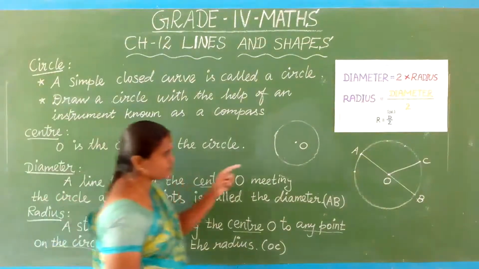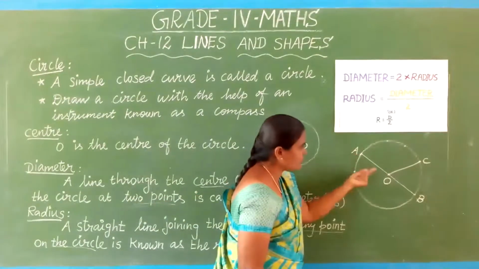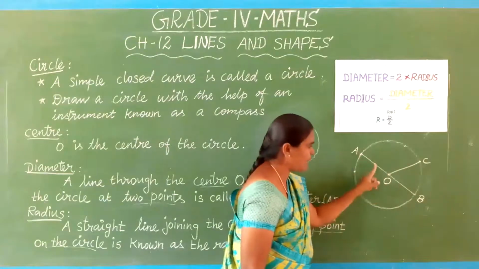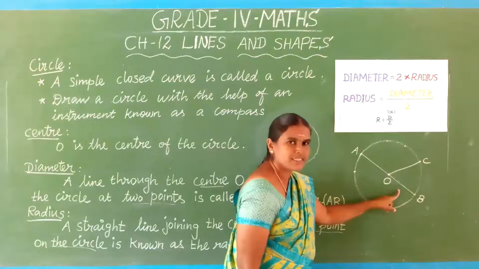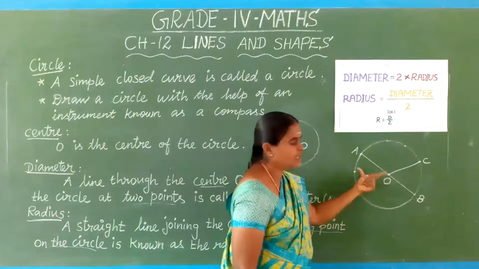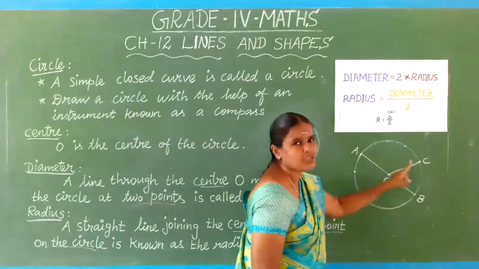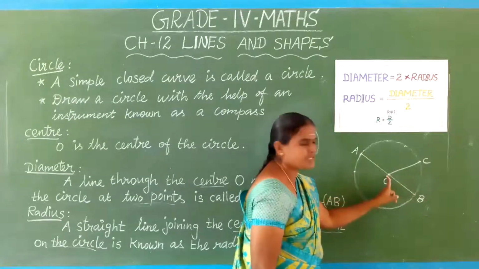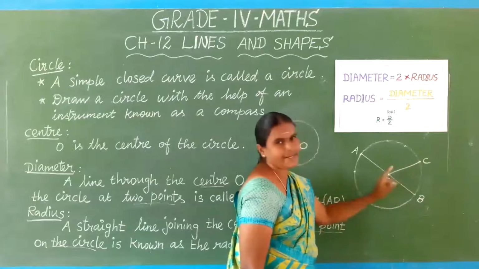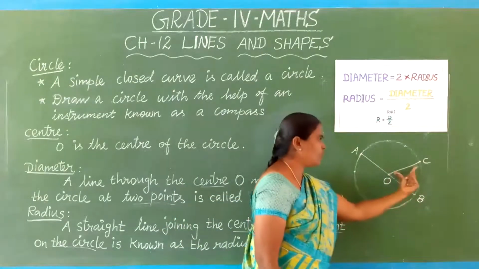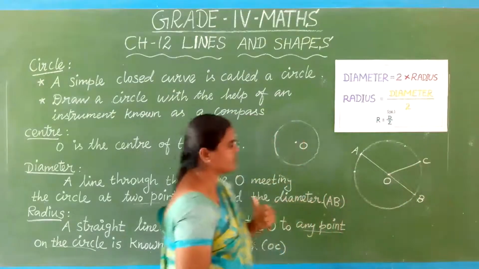That means passing through the center. Take any 2 points and draw the line segment passing through the center; it is called the diameter. Radius means you take any 1 point on the circle and join it with the center. That is called the radius. So here AB is the diameter, and OC is the radius.